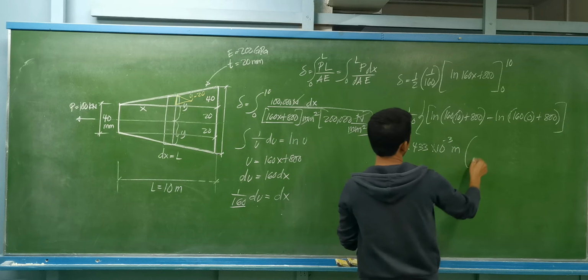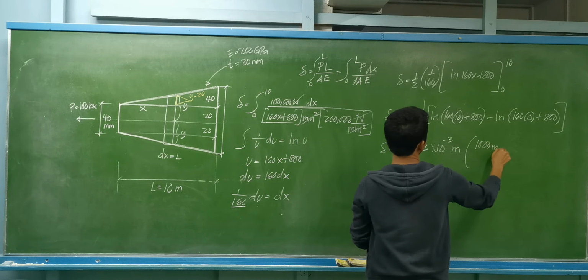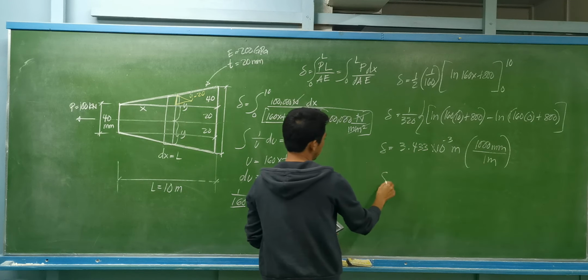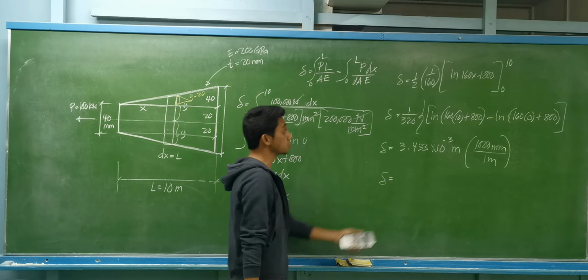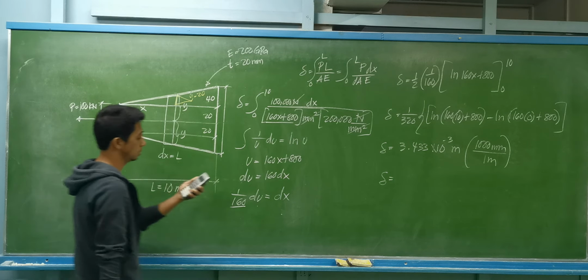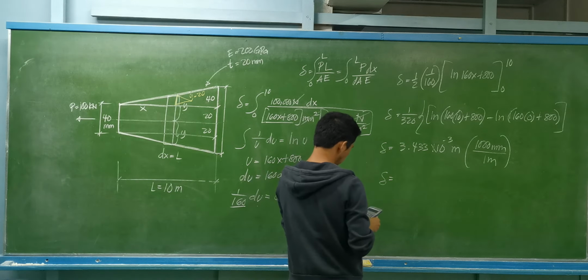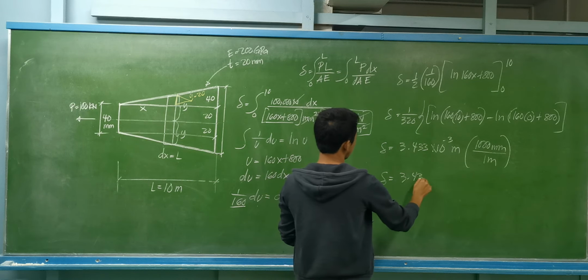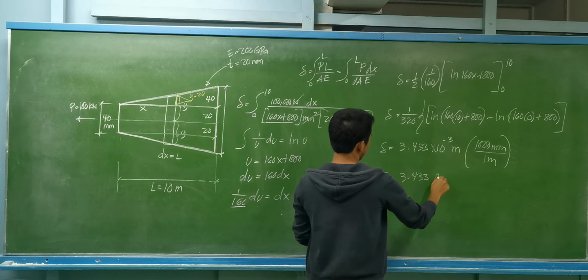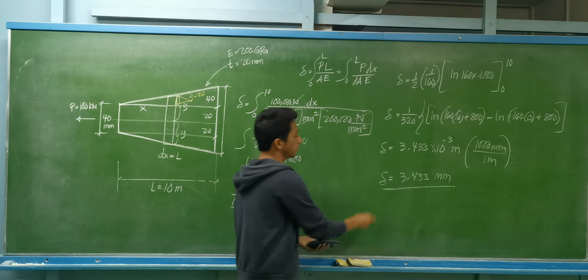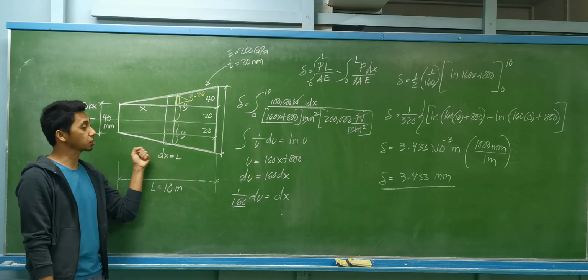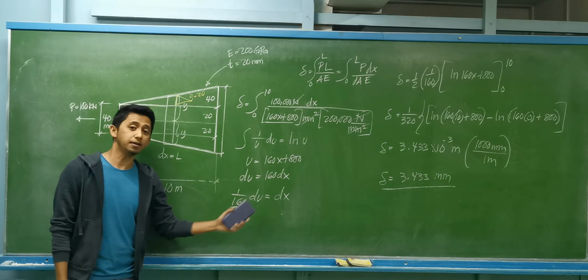So multiplying this one by 1000 millimeters per 1 meter, let's have the deformation. This is basically elongation since we have a tensile force. And it is equal to 3.433 millimeters. So this will be the deformation of the plate with a varying cross-sectional area. And this will be our solution.